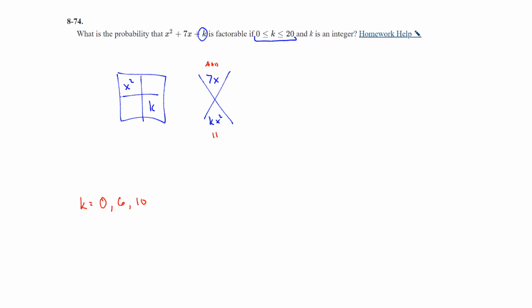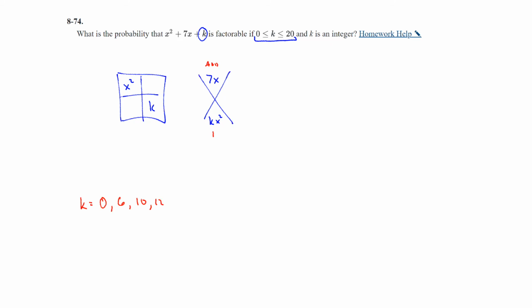11. Factors of 11 are 11 and 1, so that doesn't add to 7. Factors of 12, we have 1 and 12, too much. 2 and 6, a little bit too much. But then we do have 3 and 4, which do add to 7, so it appears that 12 would also work. So we have 4 numbers total.